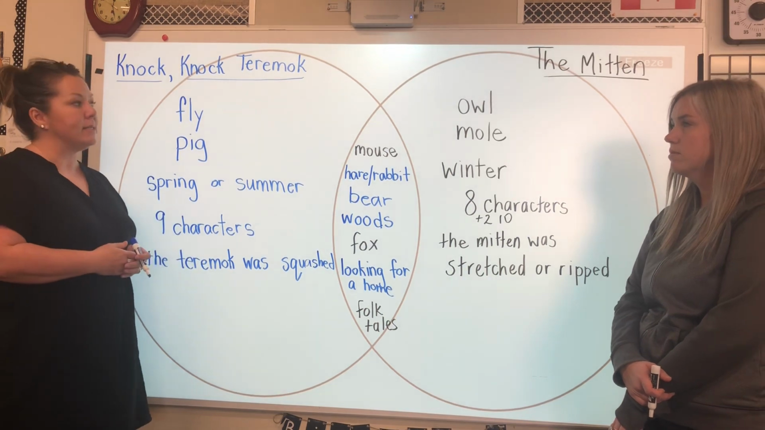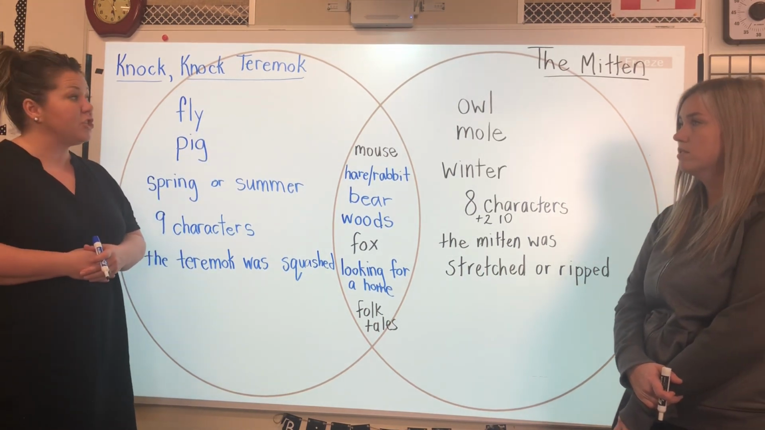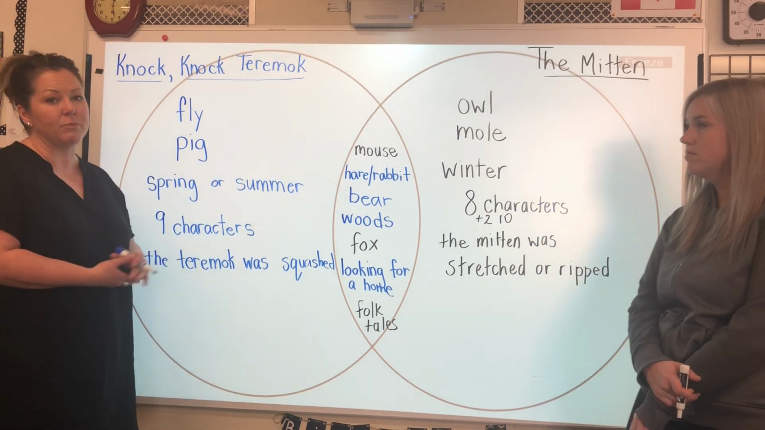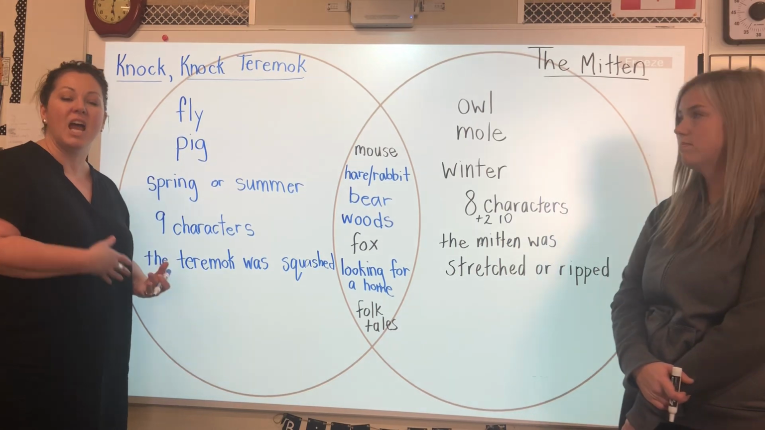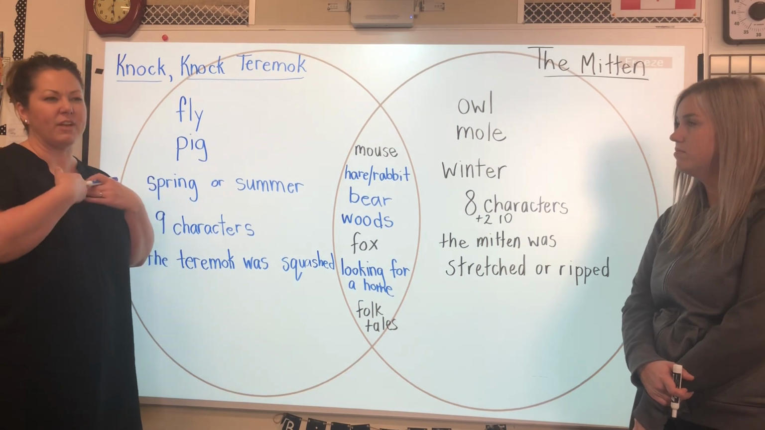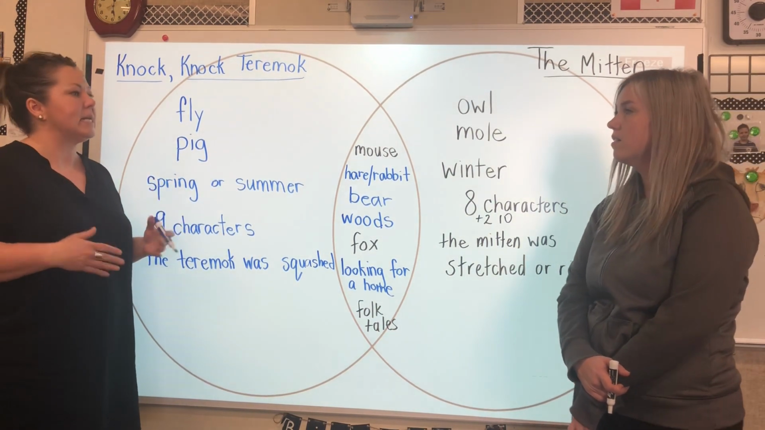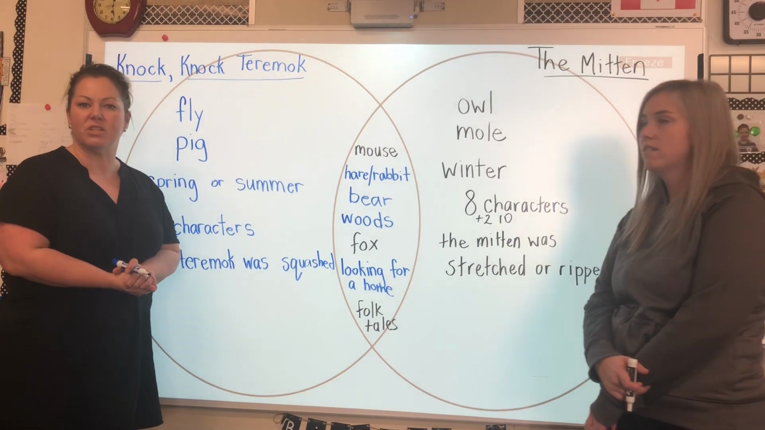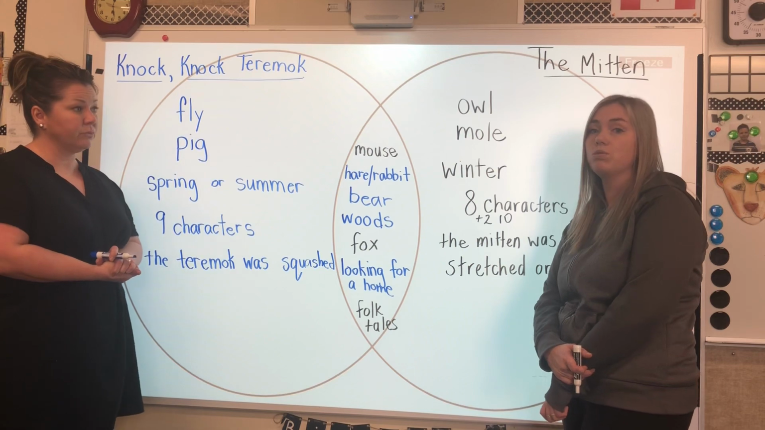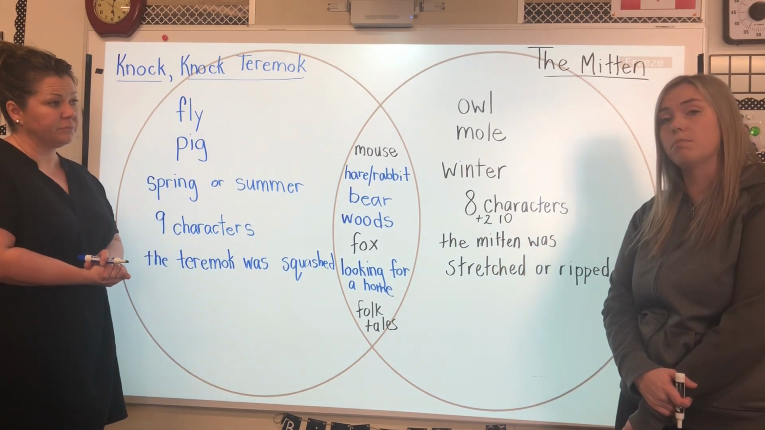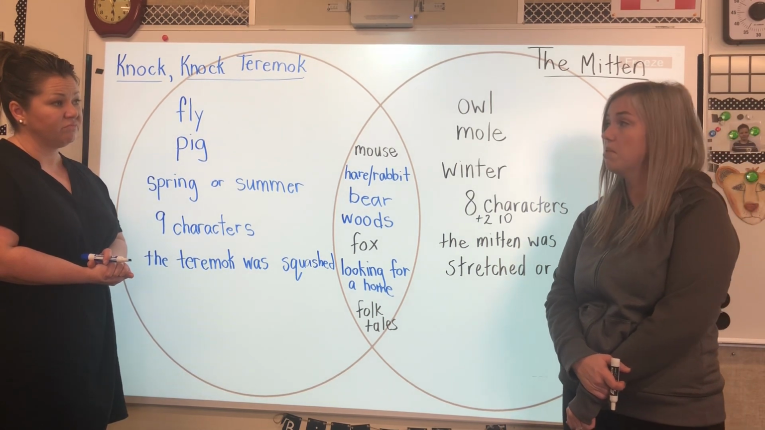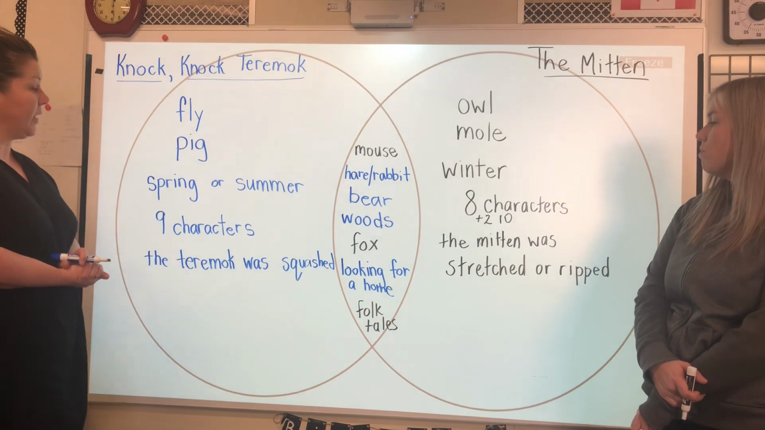So Jan Brett didn't make up the story of The Mitten. She took the folk tale and made her own version. And Katya Arnold didn't make up Knock Knock Teremok. She took the old story and she wrote it. So that's why it says from a traditional folk tale, because that author is saying, I didn't make up this story. It's an old story that's come from years and years and years ago in different countries. And I bet if you asked your parents, they could tell you some folk tales that they heard when they were a kid, and they probably have a favorite folk tale. Absolutely.